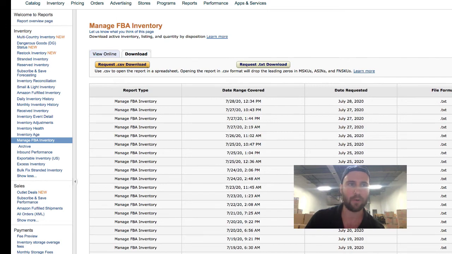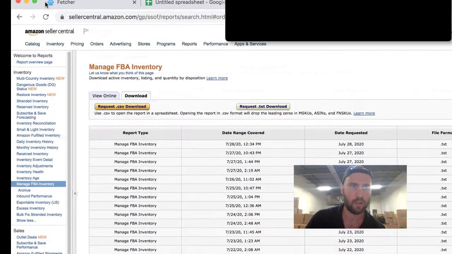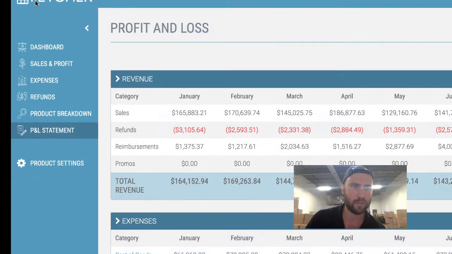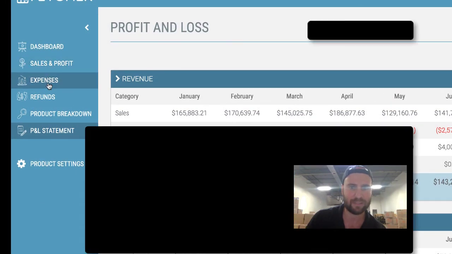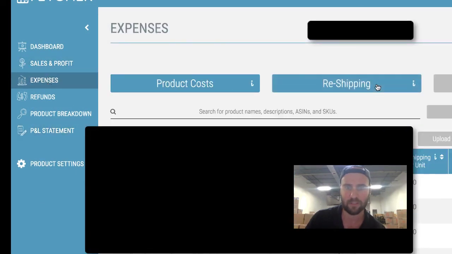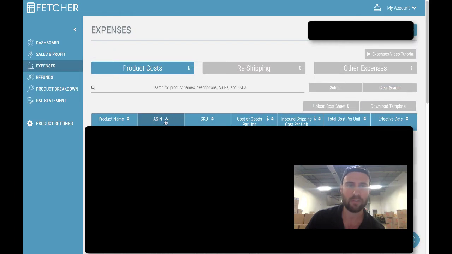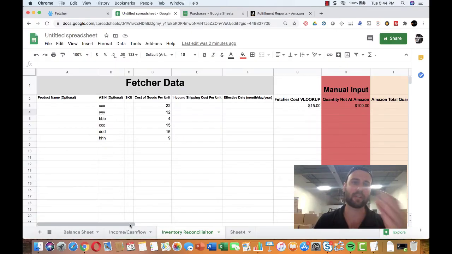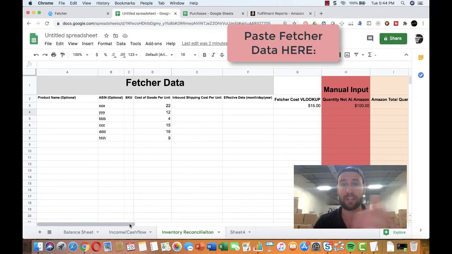And once that's downloaded, you're then gonna go over to Fetcher, okay? You're gonna come over to Fetcher, and you're gonna go into the expenses section here. I'm gonna blur everything out so you can't see it here. But right here, you're gonna download this template. Now what you're gonna do is you're gonna use a VLOOKUP to pull in the ASIN from Amazon and match it to the ASIN here on Fetcher, and pull in the cost for that ASIN on Fetcher to create your reconciliation. To explain how this works, I've created a spreadsheet where you're gonna dump your Fetcher and your Amazon data.